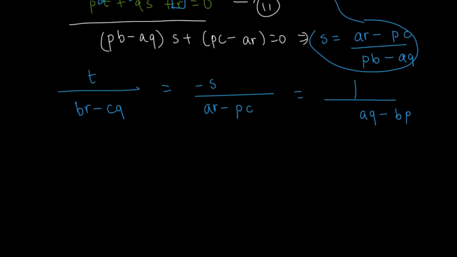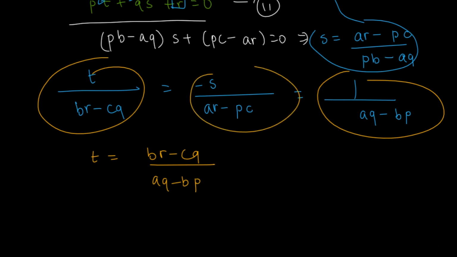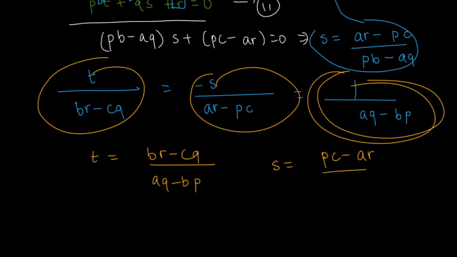So from this you can take this first quantity and the third one, and you can write that t is equal to (br - cq) over (aq - bp) first. And using these two things, you can write that s is equal to, notice there is a negative sign, so you'll have to compensate for that. So ar - pc would become (pc - ar) divided by (aq - bp). The math still is a bit messy.